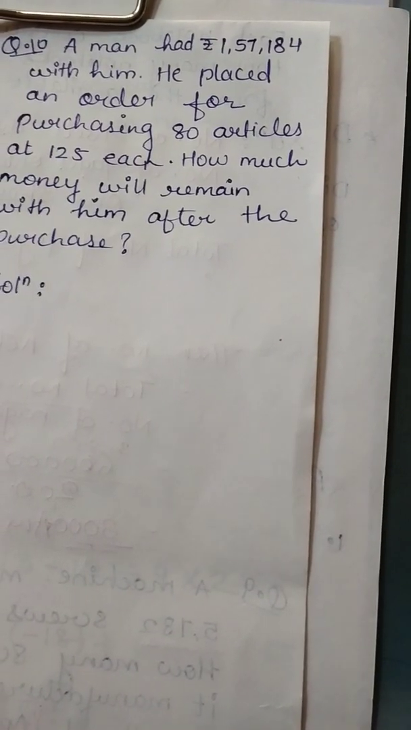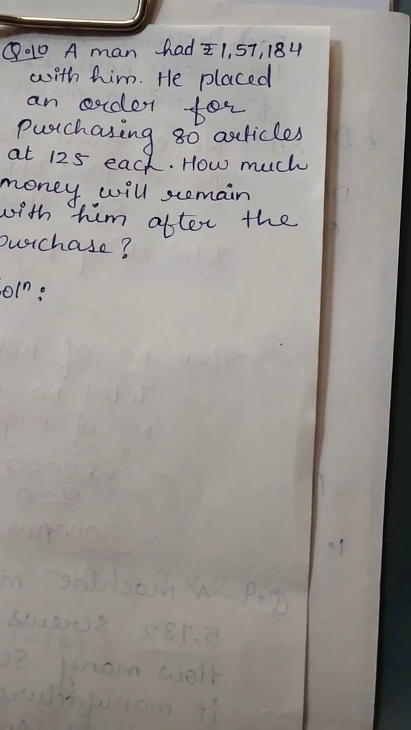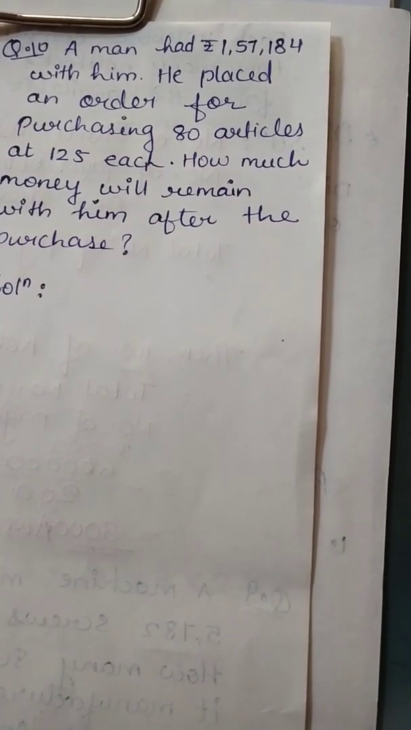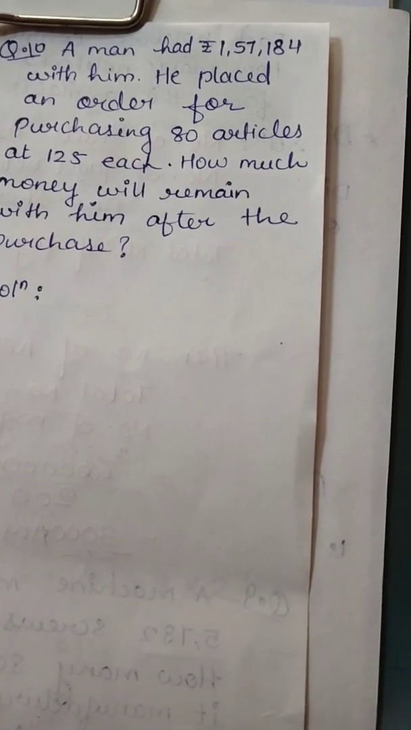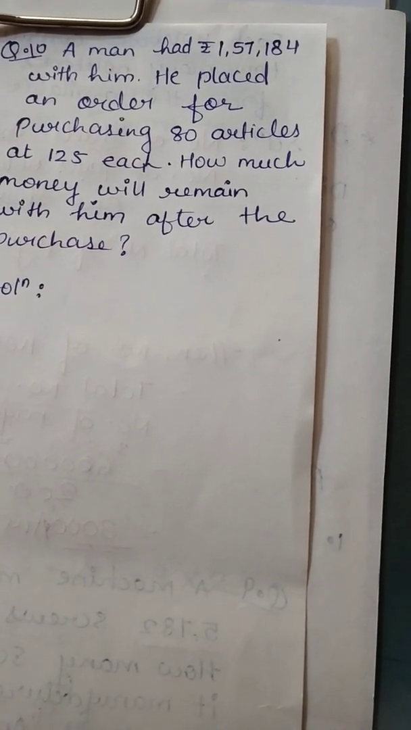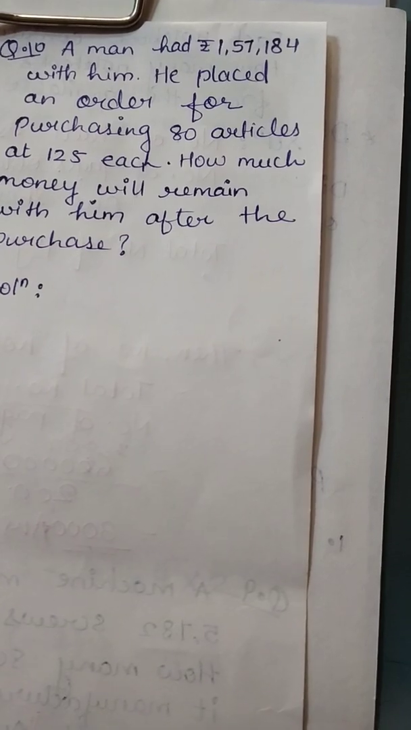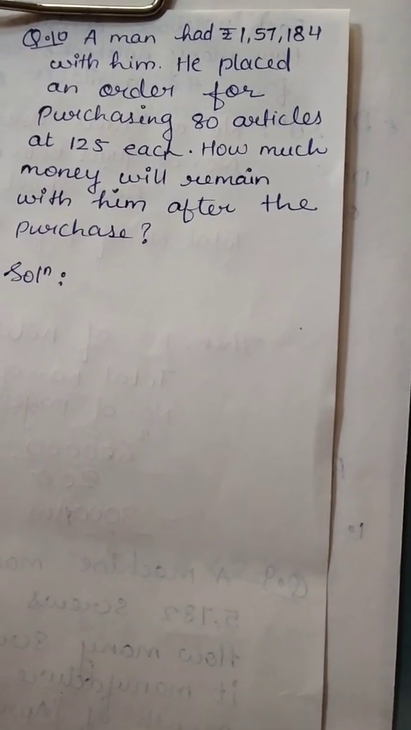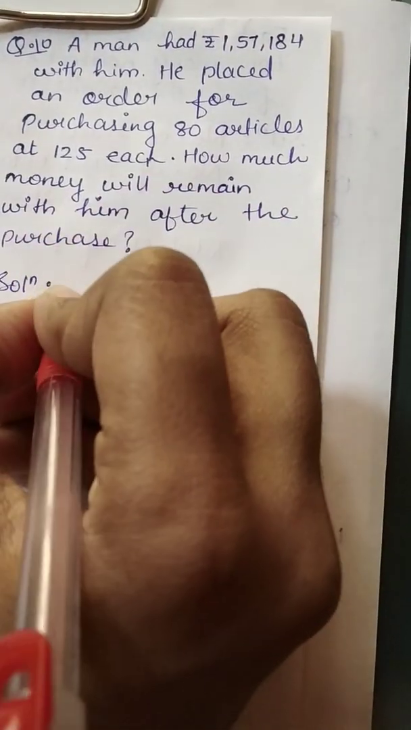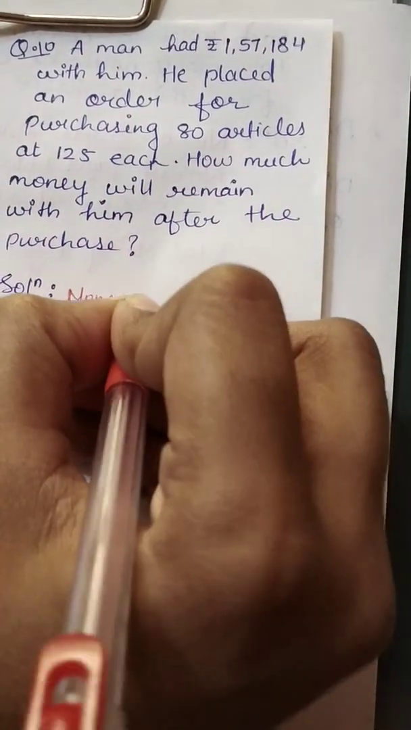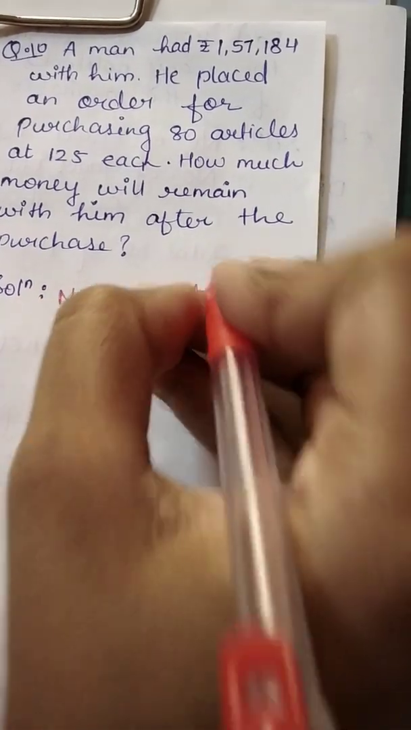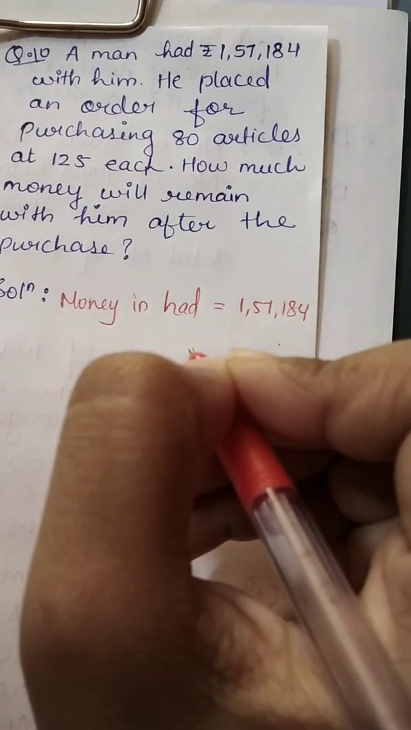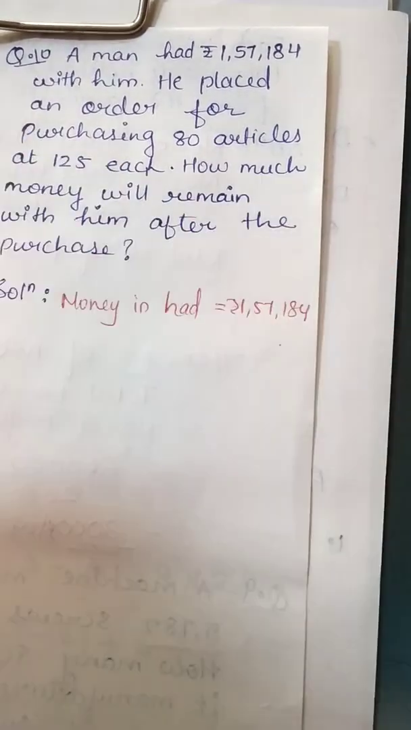Our next question, student. A man had rupees 1,57,184 with him. He placed an order for purchasing 80 articles at rupees 125 each. How much money will remain with him after the purchase? So total amount he had. So I'll write here, money in hand is equal to 1,57,184, the total rupees he had in his hand.